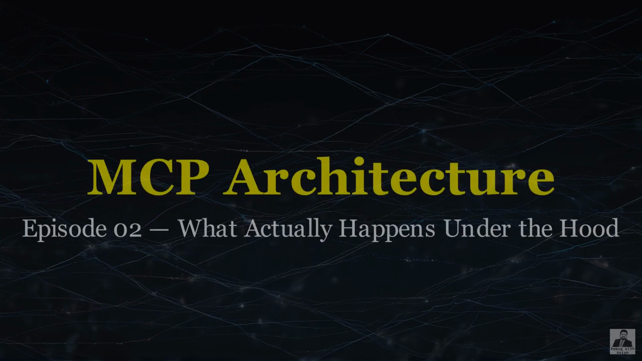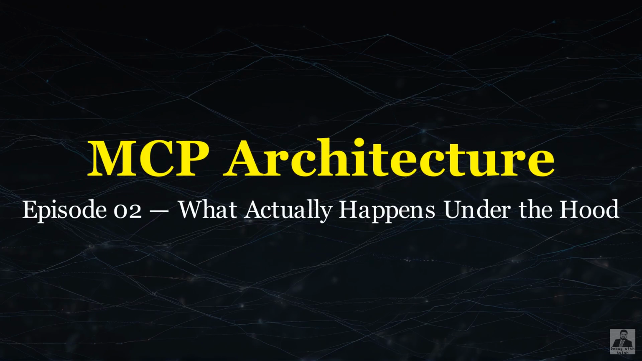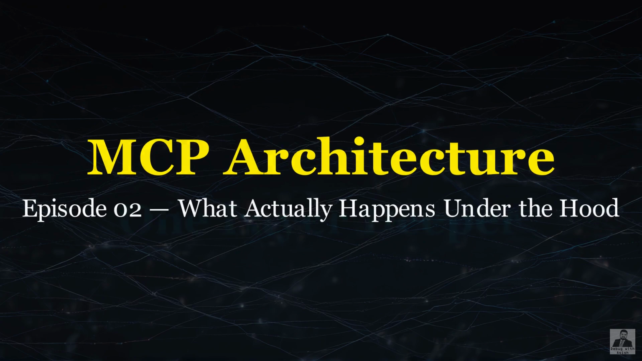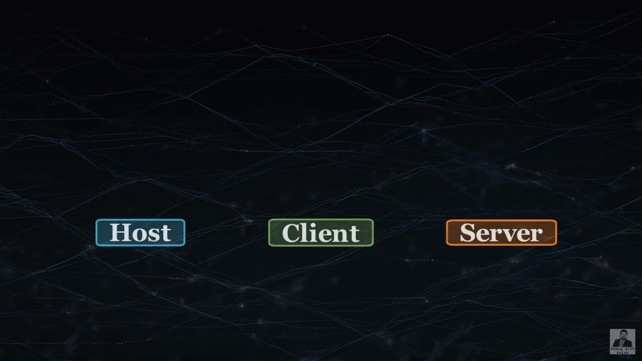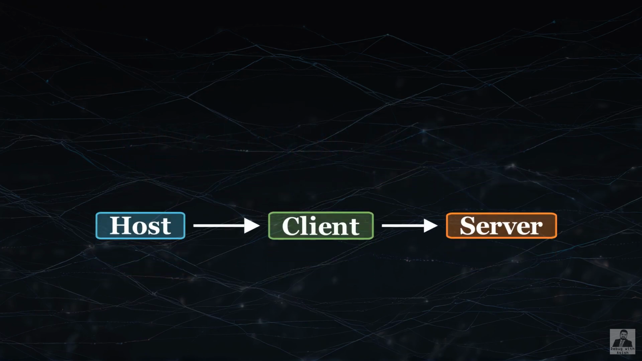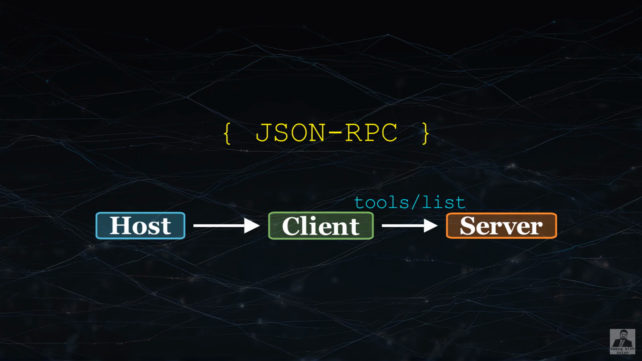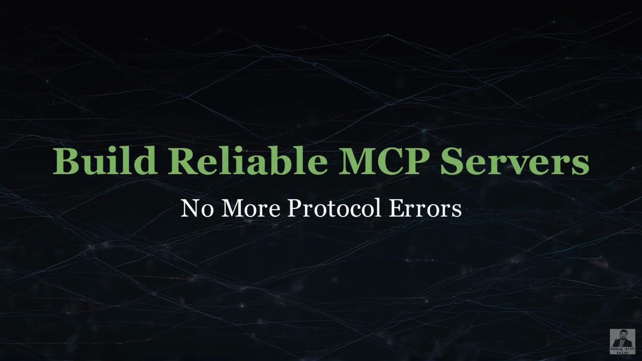In episode 1, we understood what MCP is at a high level. In this episode, we go one layer deeper. What messages actually travel between the host, the client, and the server? What format are they in? How does the client discover what tools a server has? How does the model decide which tool to call? Understanding this architecture means you will never be confused by a protocol error when building your own servers.